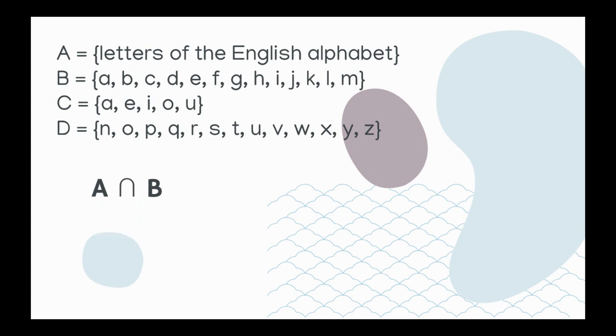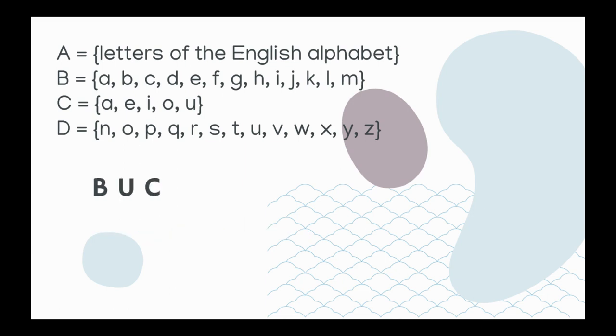The intersection of A and B would be, what do A and B have in common? What do they share of elements? Well, if we listed out all the letters of the English alphabet, the ones that they would have in common would be all the letters contained in B. So A, B, C, D, E, F, G, H, I, J, K, L, M. Okay? Those would be the crossover or the elements that are shared between A and B. That's what the intersection is.